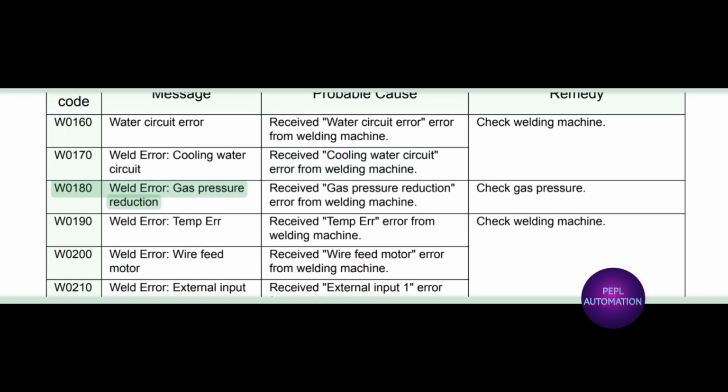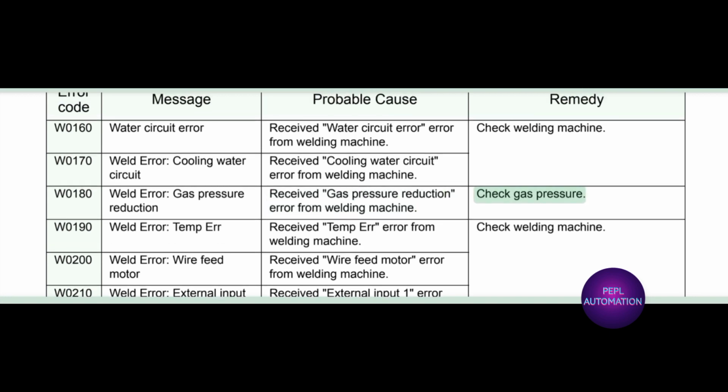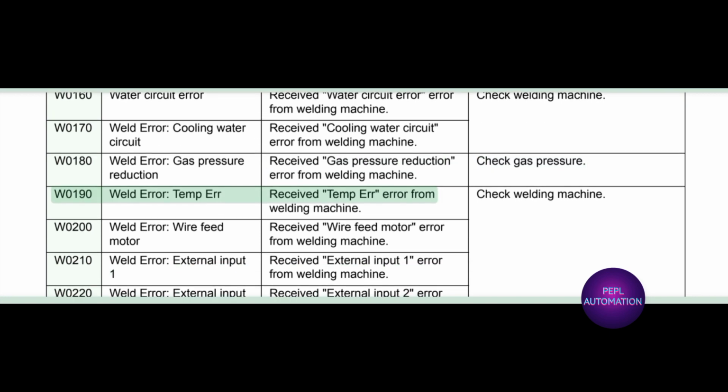W0180 weld error, gas pressure reduction received. Gas pressure reduction, error from welding machine. Check gas pressure. W0190 weld error, temper received. Temper, error from welding machine. Check welding machine.